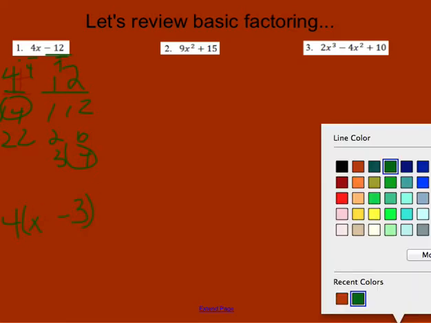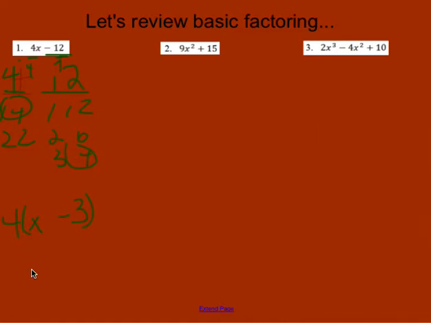Now, when I'm taking a look at 9 and 15, the biggest number that divides 9 and 15 is 3. Now I see that there's no x in that second term, so I can't take out an x. So all I'm doing is dividing each of these by 3. 9 divided by 3 is 3, and then I have x squared. 15 divided by 3 is 5. So we have 3 times 3x squared plus 5.